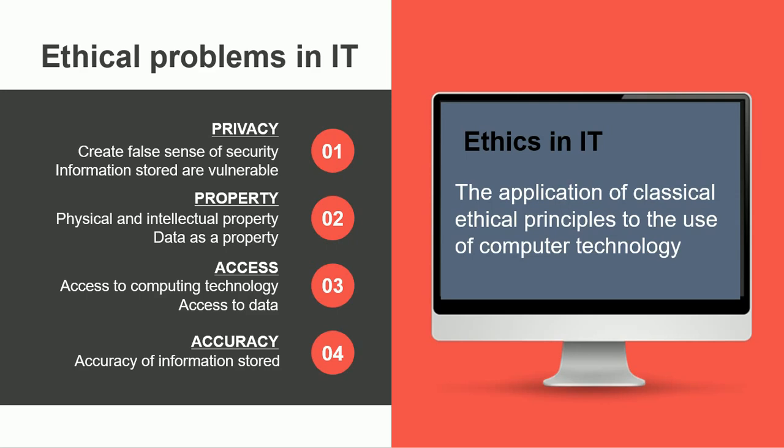And accuracy. Accuracy is a term used to describe anything that is near to its true value or recognized standard. For example, a computer may perform an accurate math calculation that is correct with the information given, but it is not the exact value. So, accuracy of information stored is a problem in ethics in IT.